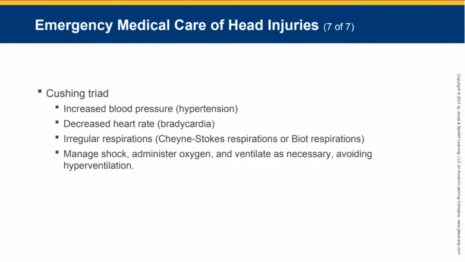Cushing triad. Look for a Cushing triad. Increased blood pressure, which is hypertension. Decreased heart rate, which is bradycardia. Irregular respirations or slow respirations, Cheyne-Stokes respiration or Biot respiration. Manage shock, administer oxygen, and ventilate as necessary, avoiding hyperventilation.